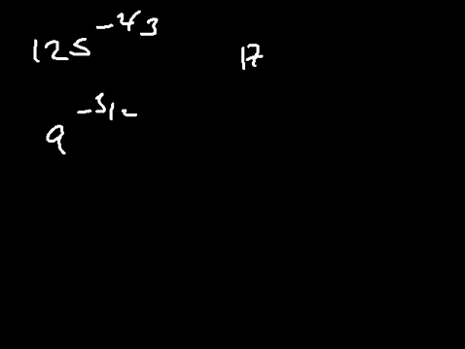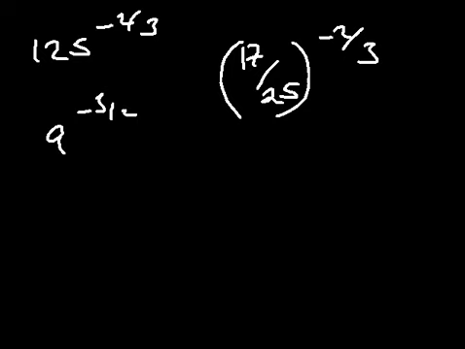And also try these problems in your own time and see how best you can go over those problems. Let's say you have 125 to the power negative 2 over 3. Try this as well: 9 to the power negative 3 over 2. And let's say we have 17 over 25 to the power negative 2 over 3. Try to work these problems out on your own.